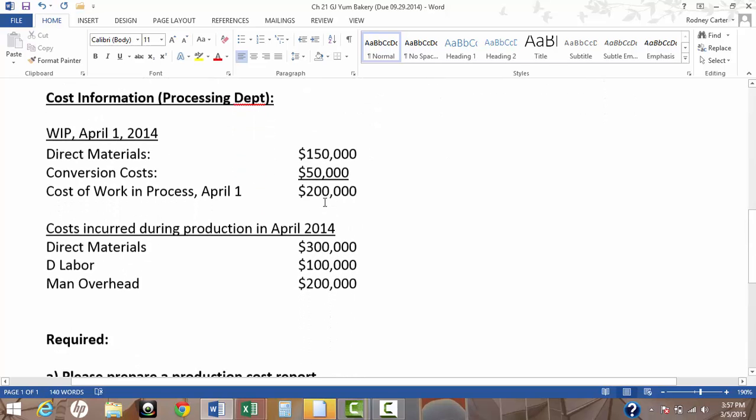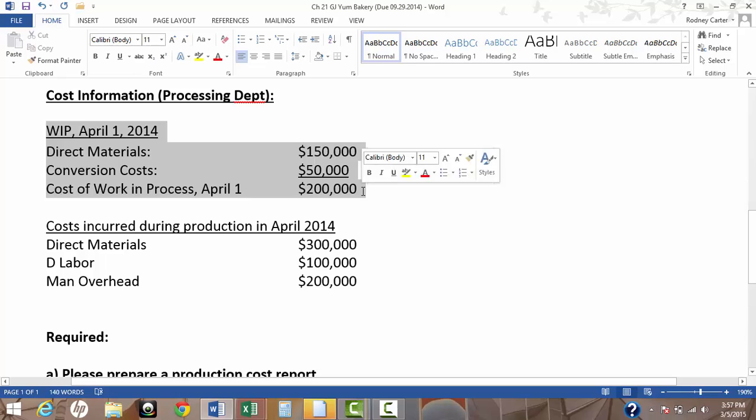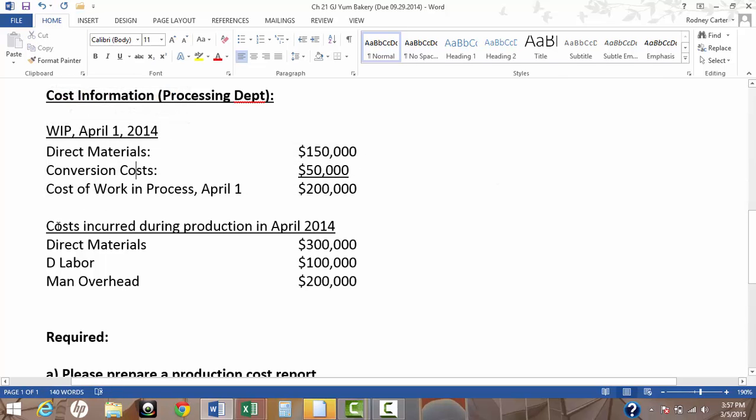As we come down the document, you'll notice that we have costs from direct materials and conversion that we brought in from last month. These are our beginning WIP dollar values. And we have costs that were introduced in the manufacturing environment. These are our production costs for this processing department in the month of April.